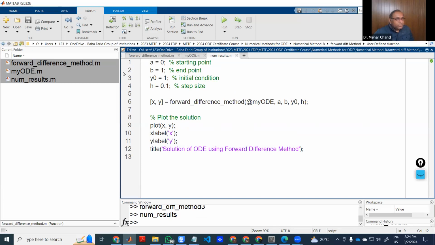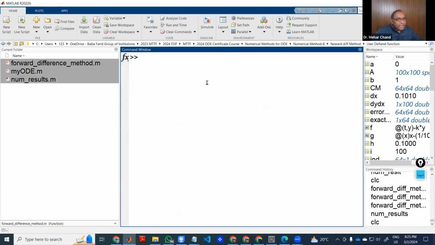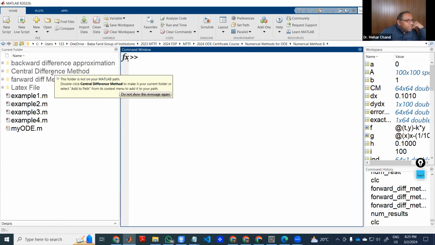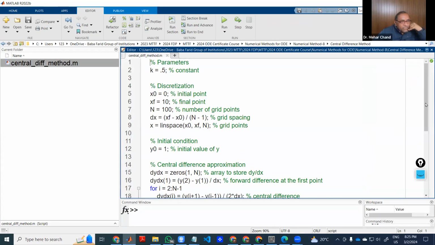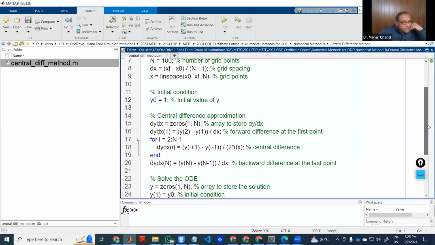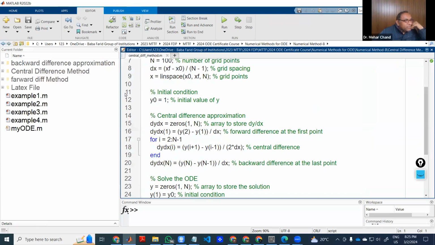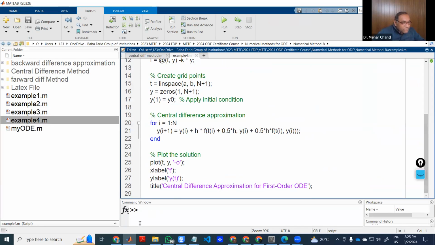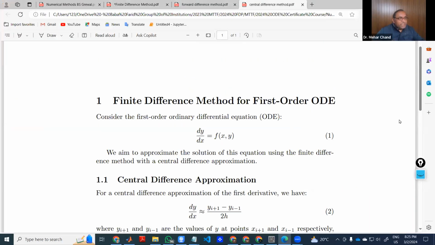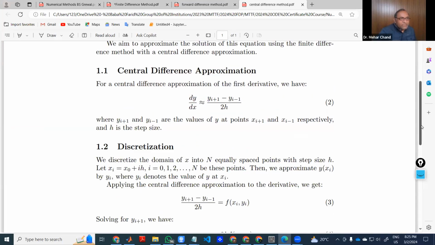Okay, so I think there is no doubt in this method, because many things are the same. And then after that we have the last one, central. Okay, this is the central. Here is dy upon dx. First we need to visit here. This is the finite difference method for first order ODE, and it is the central difference. So dy upon dx will be written in this way.